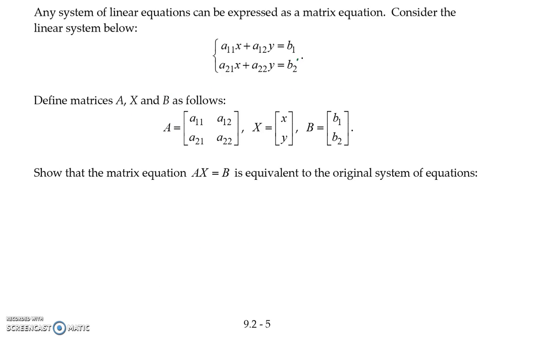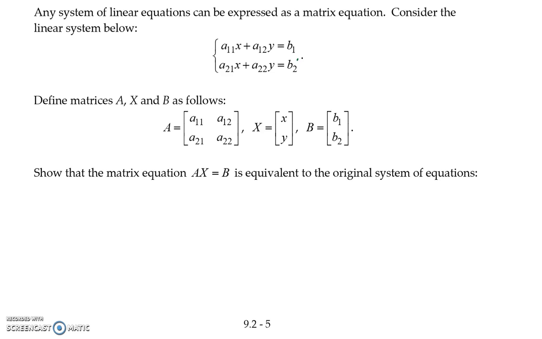Now, using the definition of matrix multiplication, it can be shown that any system of linear equations can be expressed as a matrix equation. So let's demonstrate this with a linear system with two equations in two unknowns x and y. The a's and the b's would be specific numbers depending on the actual equations. So we have the system a11x plus a12y equals b1, a21x plus a22y equals b2. The a's and the b's being numbers, constants.